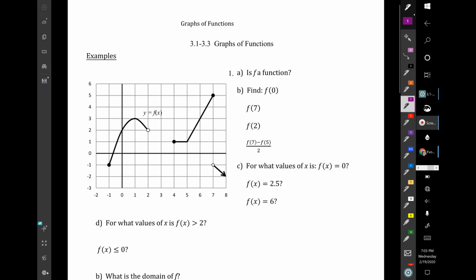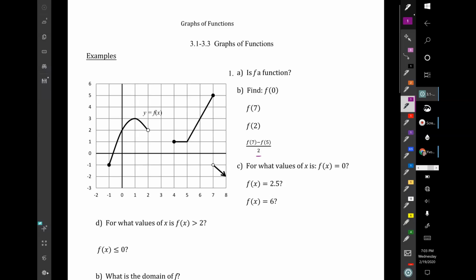So why don't you take a look at that, see if you can answer some of the questions already, like A, is f a function, B, find f of 0, f of 7, f of 2. So those are familiar things to you. Find f of 7 minus f of 5 over 2. You should recognize that as average rate of change. The change in x values is already calculated for you.